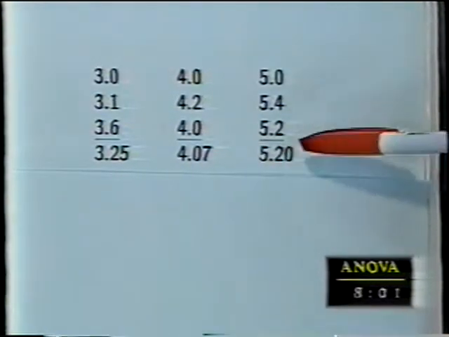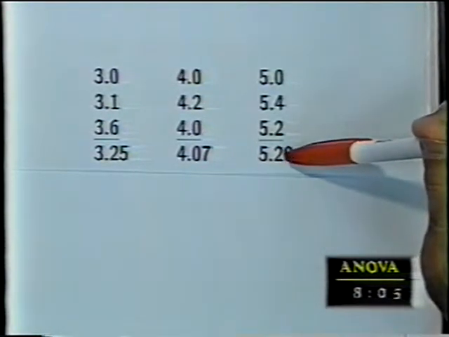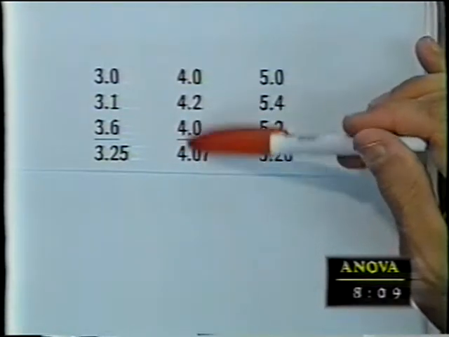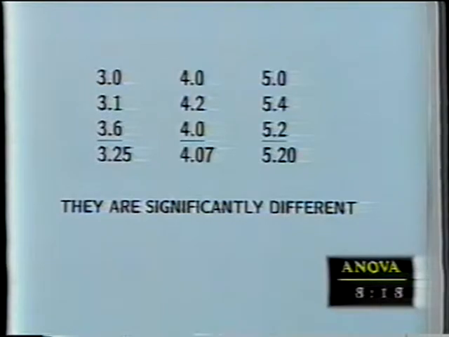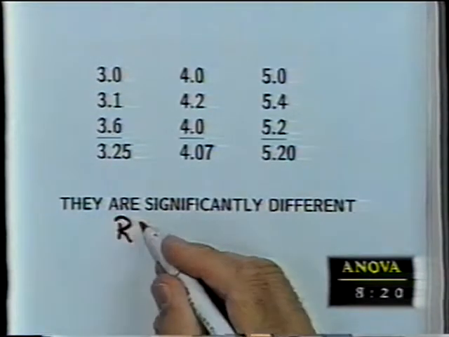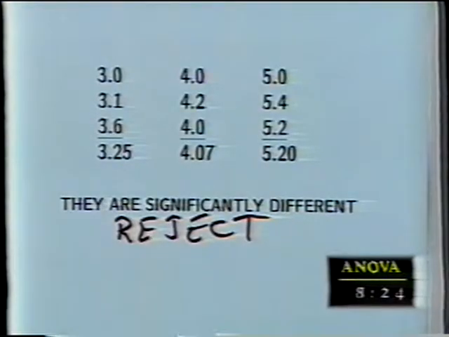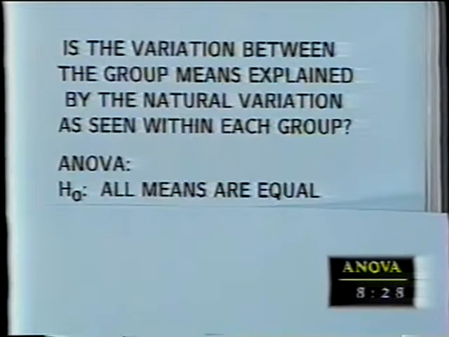Clearly, if this were the mean nose length of a sorority, it would not be the mean nose length of this sorority. This sorority would be smaller, and this would be even smaller. So for them, we say they are significantly different, and when we have a significant difference, we can reject. What are we rejecting? We're rejecting the null hypothesis that all the groups are equal. Okay? So what have we done?